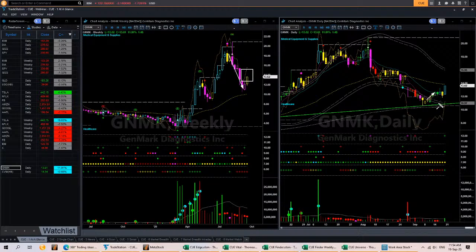It tried to go up, had a 1-day pullback, and then went up strongly. Medical equipment and supplies. I think this is an industry that is doing well the last few days, so you could consider buying it. Went up by 11.91%.